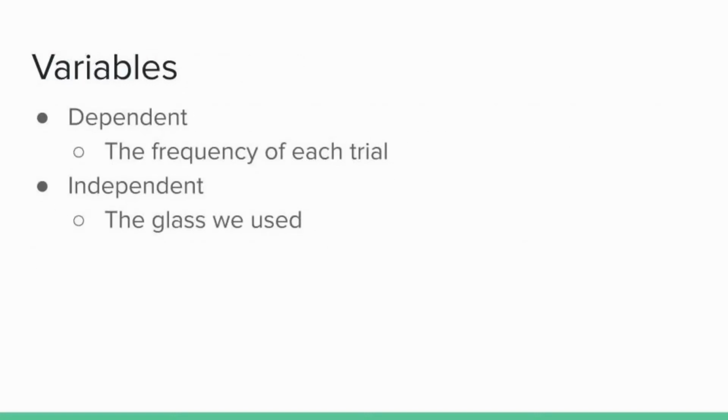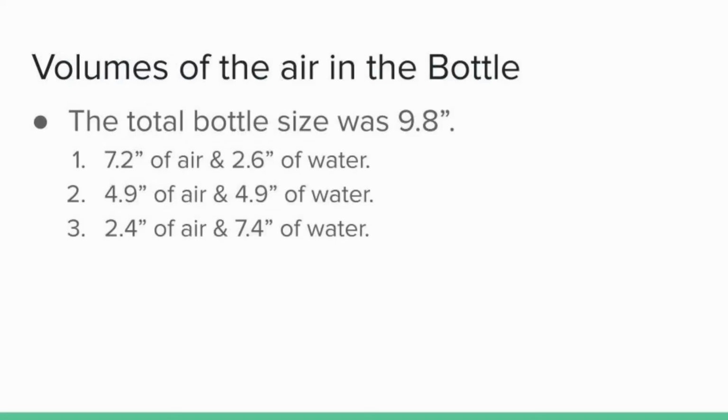Now that the background information is settled, I want to go over what the variables are. The dependent variable is the frequency of each bottle, and the independent variable is the glass we used, which did not change throughout the entire experiment. The way we measured it is through the amount of air in the glass, measured in inches, which was compared to the amount of water it has. The general idea was seeing what effects water would have on this. The total size of the bottle glass was 9.8 inches.